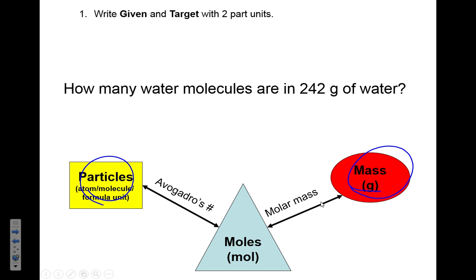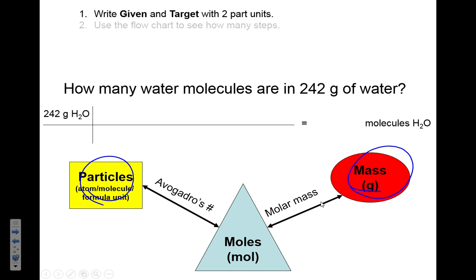And remember, it's really important in all cases that you're writing your given and your target with the two parts, the type of measurement and the type of substance. Always include both parts or you're not going to get full credit. So I've got my setup here. I've got my 242 grams of water as my starting point, and I'm trying to get to molecules of water, two-part units in both cases.